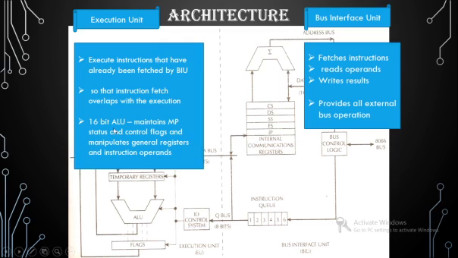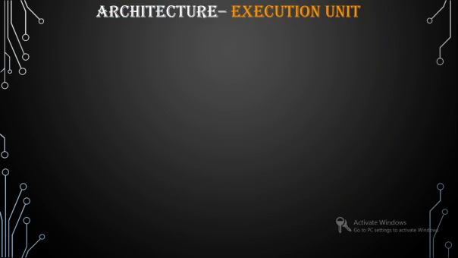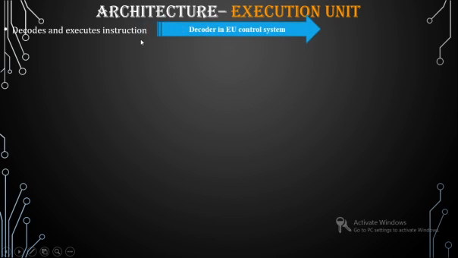The main component of the execution unit is the 16-bit arithmetic and logic unit, which will maintain all the status and control flags and manipulate the general registers and instruction operands. The main aim of the execution unit is that it must be able to decode and execute instructions. For that, it requires a decoder in the execution unit control system. And the next component is a 16-bit arithmetic and logic unit, which is necessary for all arithmetic and logic operations.